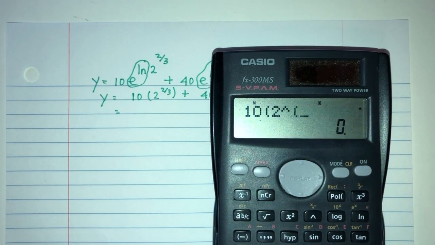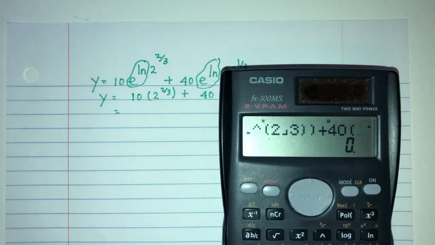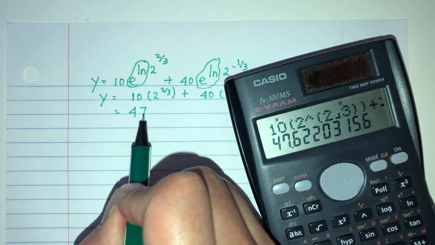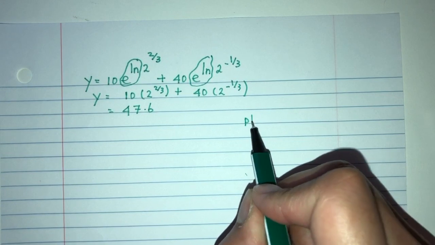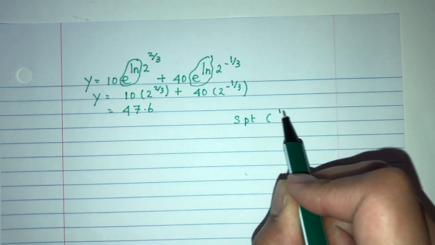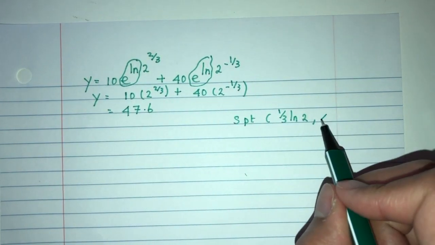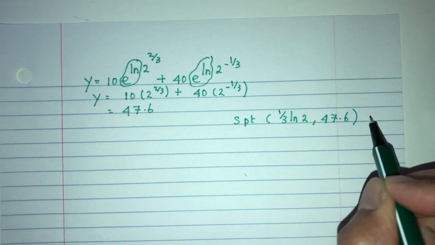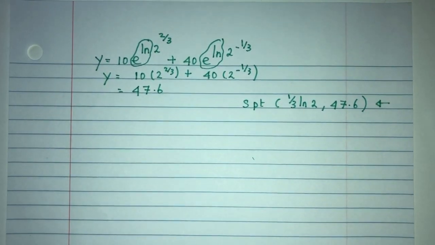10 times 2 power 2 over 3 plus 40 times 2 power minus 1 over 3. That will be 47.6 for my value. So the point is equal to 1/3 ln of 2, and we can write this one if you want to, or we can write 47.6. Okay, so that will be question part 2 of the paper.